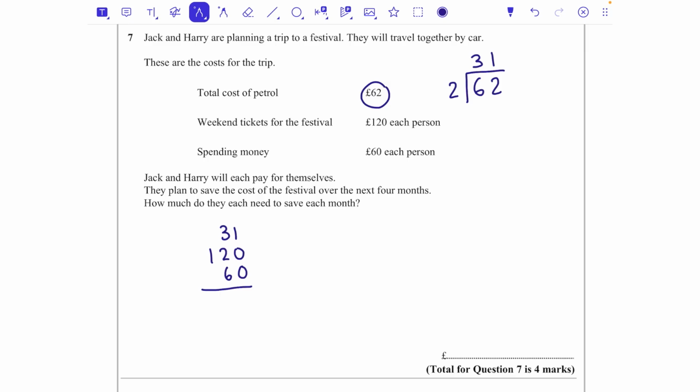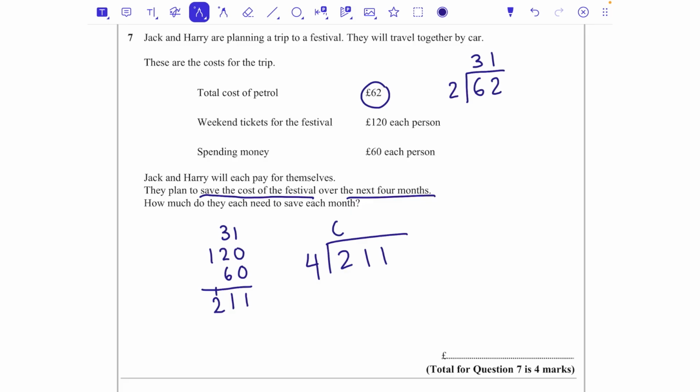Adding that all together, I've got 1, 3 add 2 is 5, add the 6 is 11, so 1, carry the 1, and that is £211. So we then need to divide that by 4 because they want to save the cost of the festival over the next 4 months. So we're going to take 211 and we're going to divide it by 4.